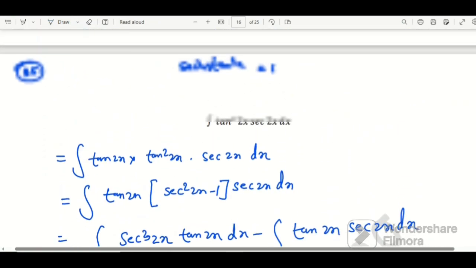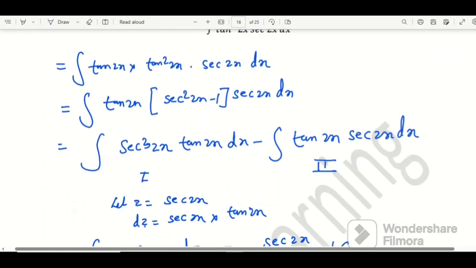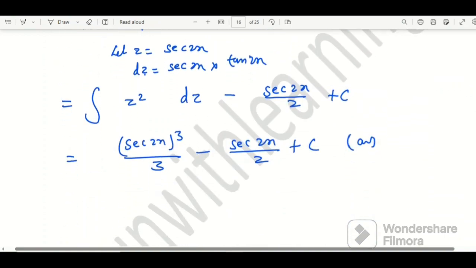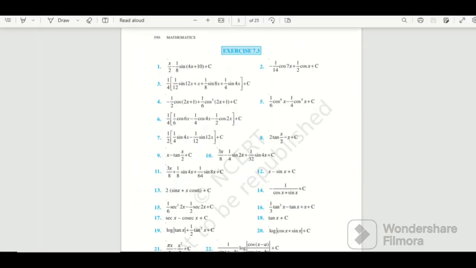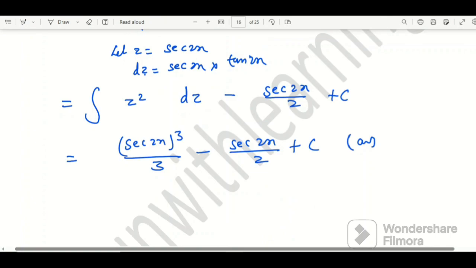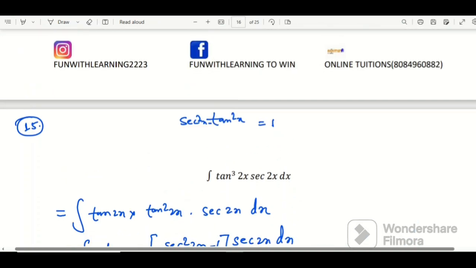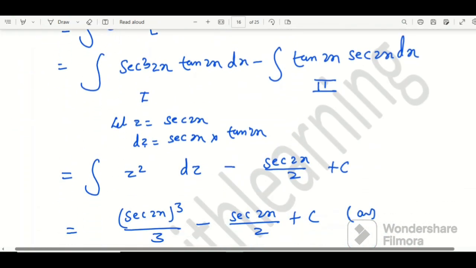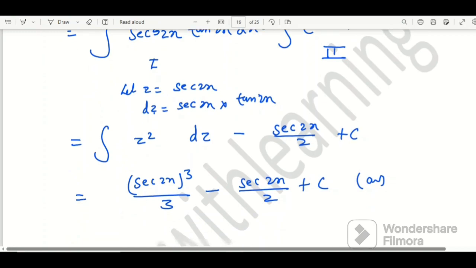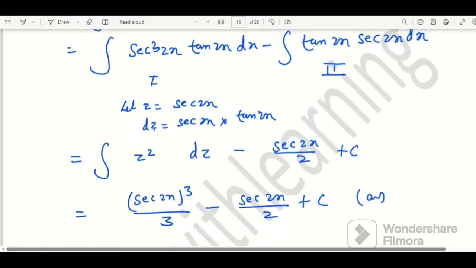So this was our 15th number. Okay. So we have 1 by 6 sec cube 2x minus 1 by 2 sec 2x. So minus 1 by 2, it's fine. Here 1 by 6 is there. This much it is fine. Sec cube, this is okay. The differentiation will be sec 2x into tan 2x.